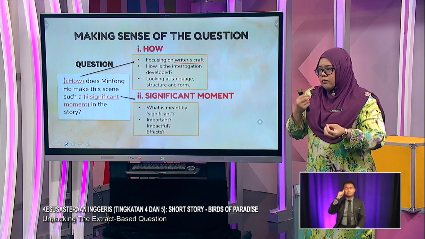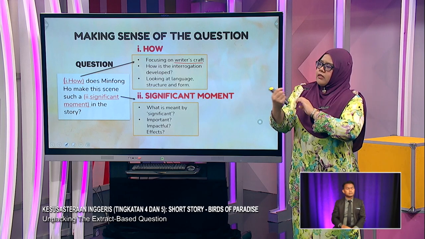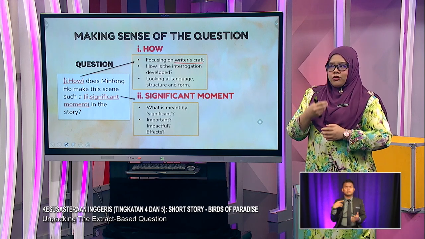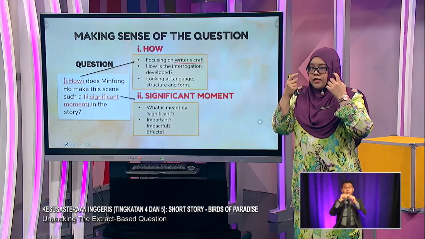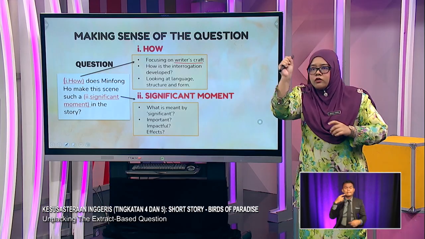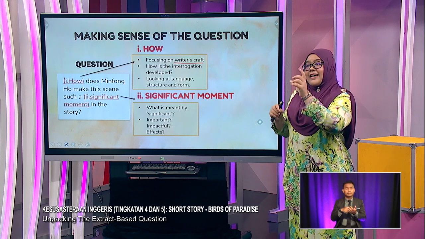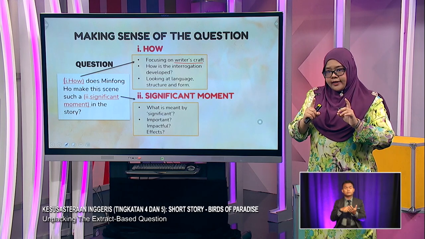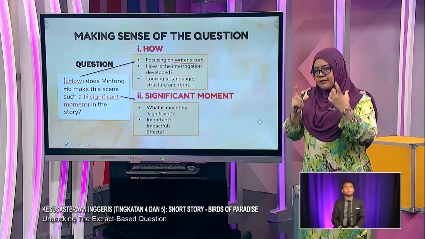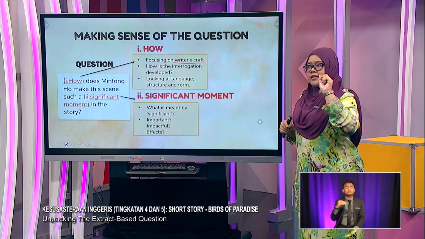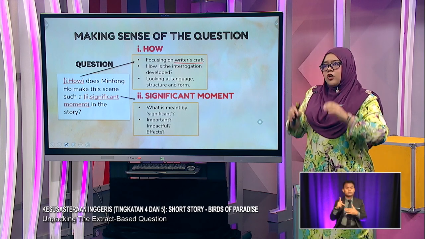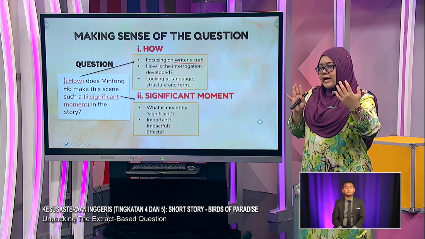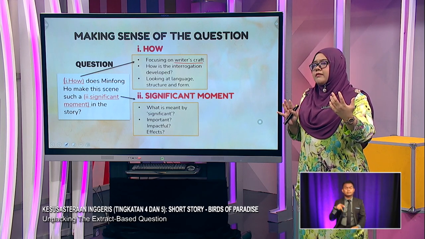So, when we're talking about development of interrogation, when you interrogate somebody, Chris, what kind of tone of voice do you use? You are more firm, more stern, more skeptical. Exactly. So, when we understand interrogation, when you look back at the passage, you're trying to find the keywords related to that. That is your evidence. That's why we look at language, structure, form. So don't forget, candidates, look at the passage, understand what the scene is about, then it's easier for you to find the evidence. That is the evidence part, how Min Fong Ho writes the scene.